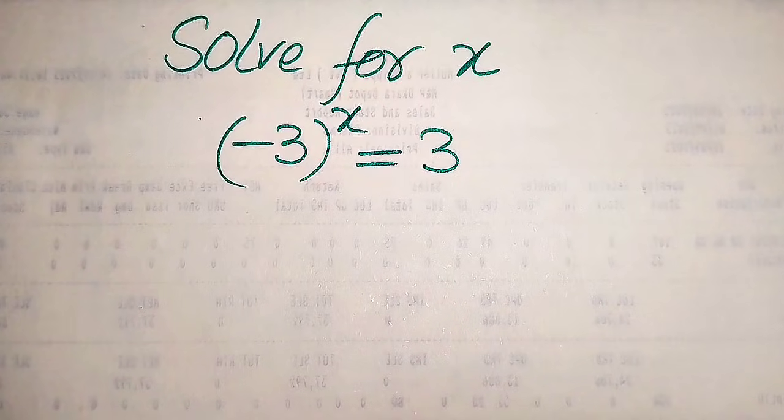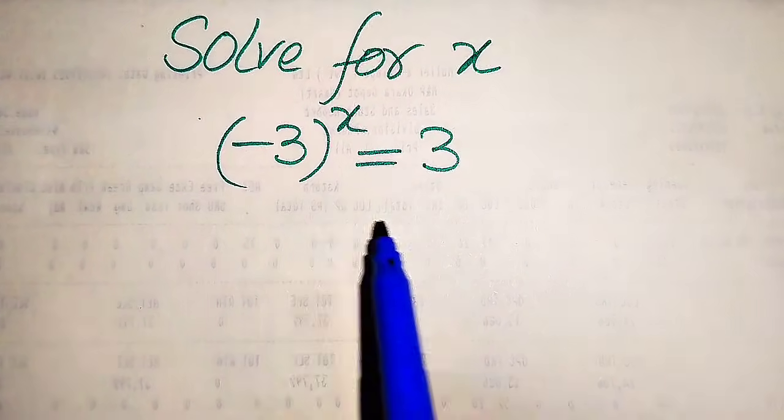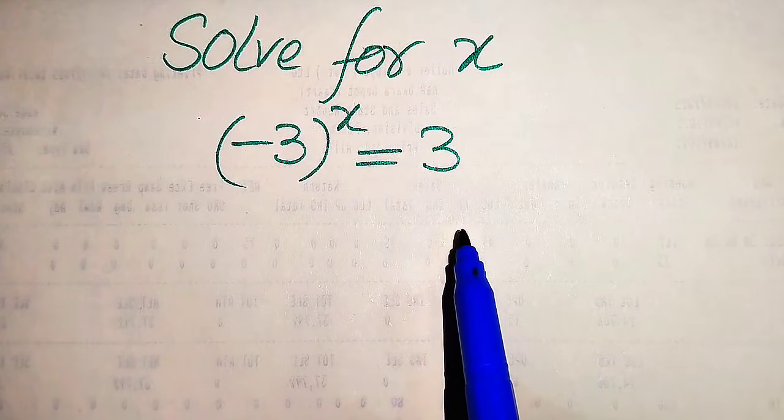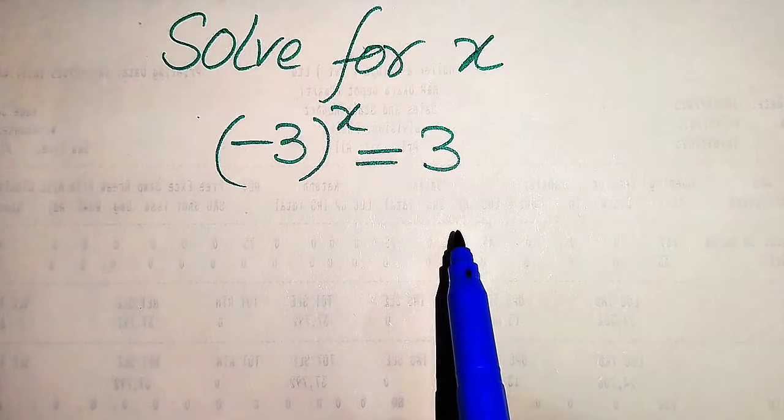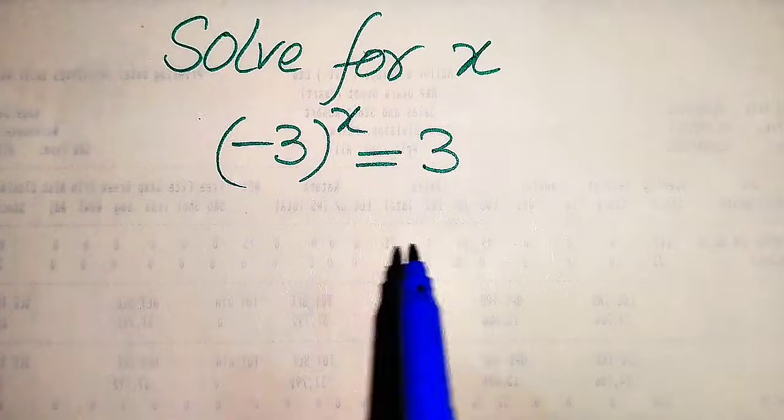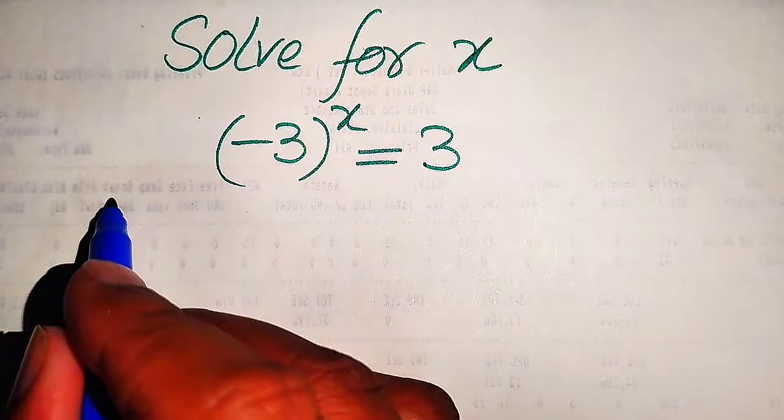Hello everyone, how to solve this problem for the values of x if we have (-3)^x = 3, and we solve this problem for all the values of x. So here we just solve this problem with two methods.